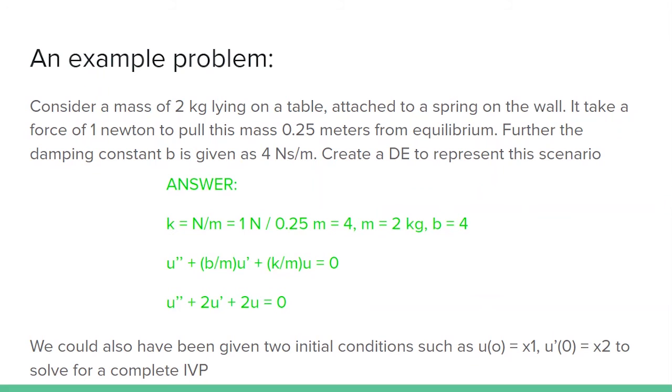Plugging this into the DE we end up getting u prime prime plus 2u prime plus 2u equals 0. In this problem, we could have also been given two initial conditions, such as ICs, and this would help us solve for a complete initial value problem.